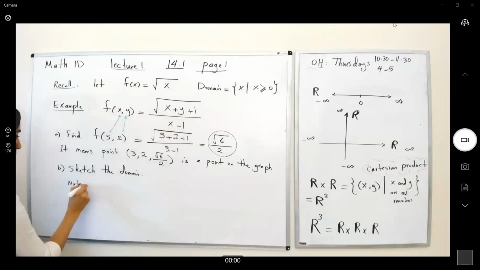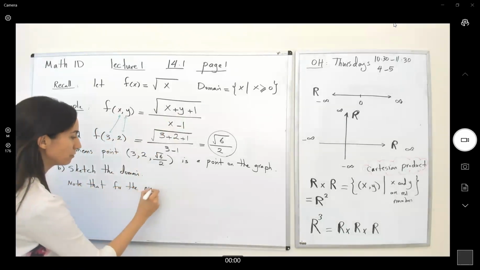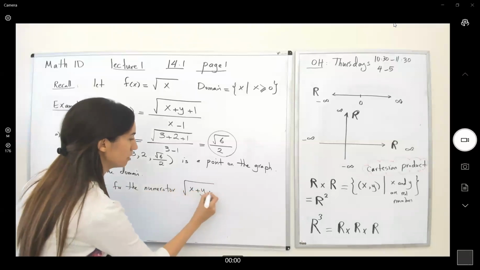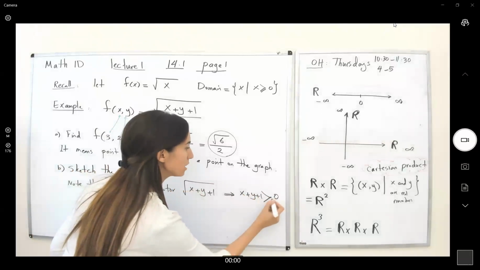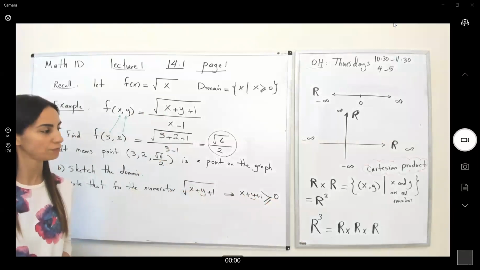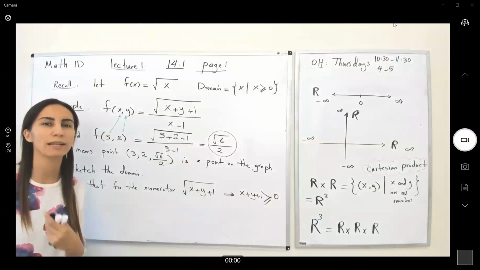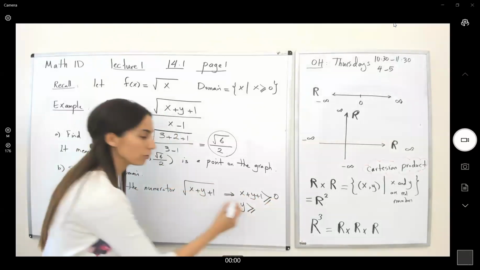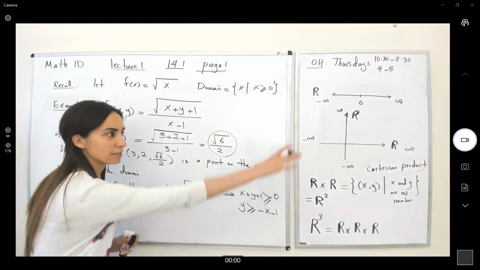Note that for the numerator, you have the square root of x plus y plus 1. So x plus y plus 1 must be greater than or equal to 0. For sure, we know that. There is no doubt there. You saw this in algebra. It's just an inequality. This says y is greater than or equal to negative x minus 1. We're going to graph this on the other side.